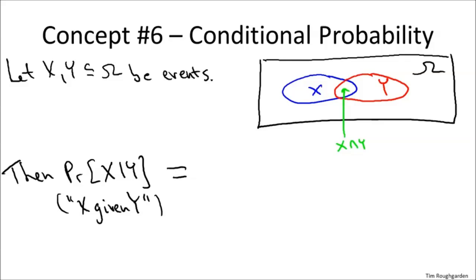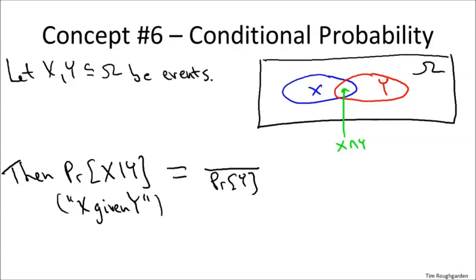And the definition is, I think, pretty intuitive. So given y means we assume that something in y happened. Originally, anything in omega could have happened. We didn't know what. Now we're being told that whatever happened, it lies somewhere in y. So we zoom in on the part of the picture which contains y. So that's going to be our denominator. So our new world is the stuff in y. That's what we know happened.